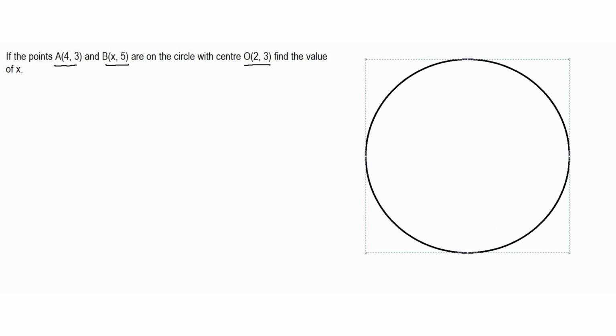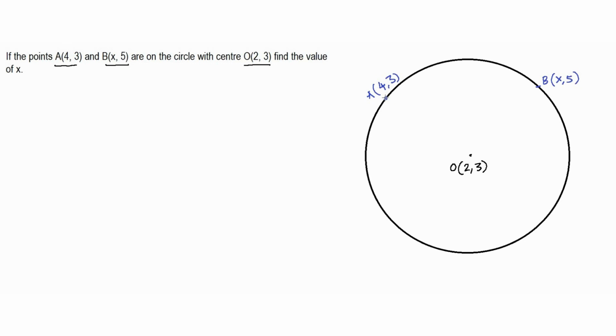So this is a circle whose center is O of 2, 3. So this is O of 2, 3. And the point A is situated here. So the point A is here, A of 4, 3. And the point B is situated here, which is B of x, 5. Now we have to find the value of x, right?